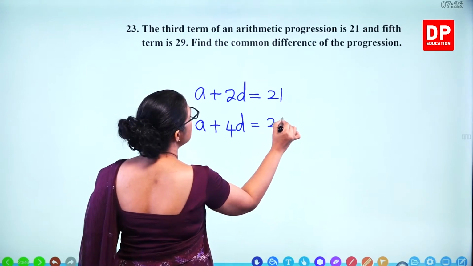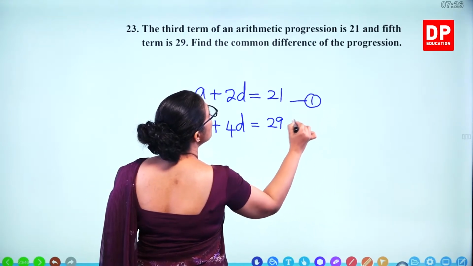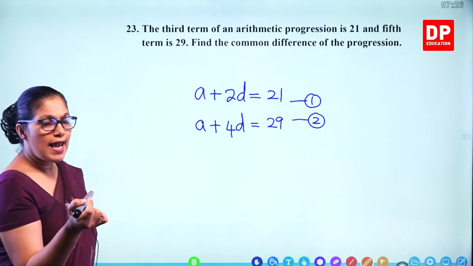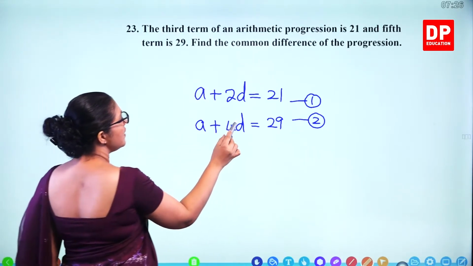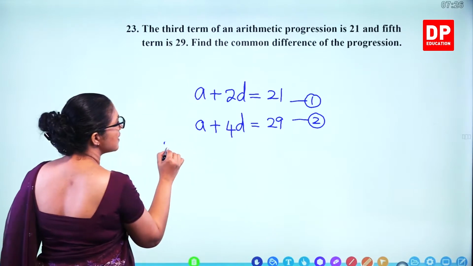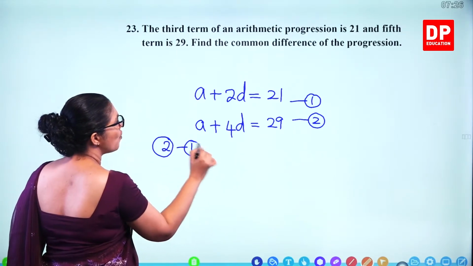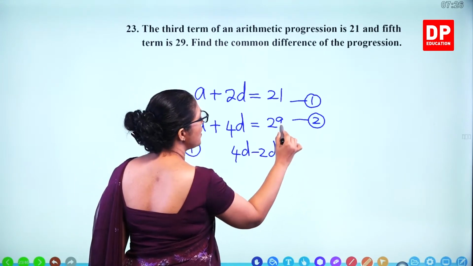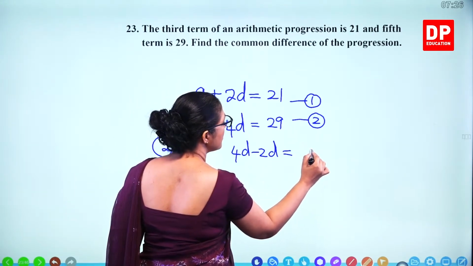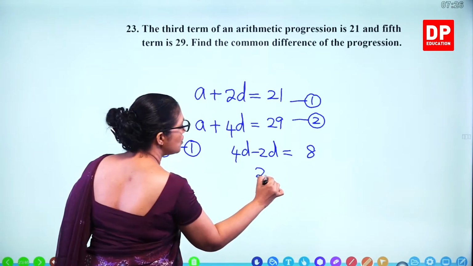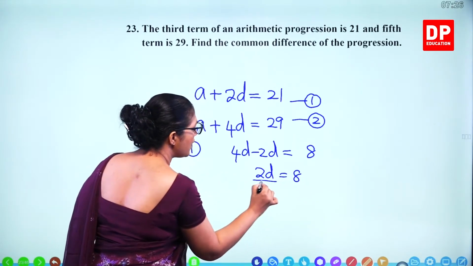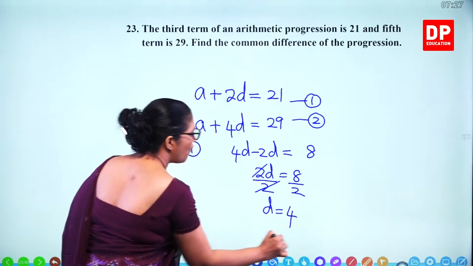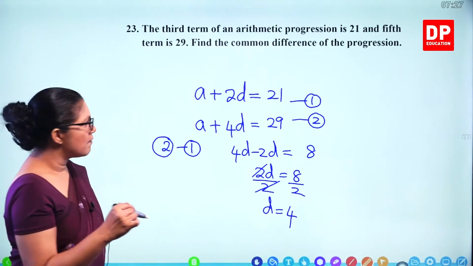That's equal to 29. When you subtract the two equations, you can get rid of A, so you can find D easily. 4D minus 2D is equal to 29 minus 21. That's 8. So 2D equals 8. So what is the difference? Divide this by 2. You get 4 as the difference. 8 divided by 2.